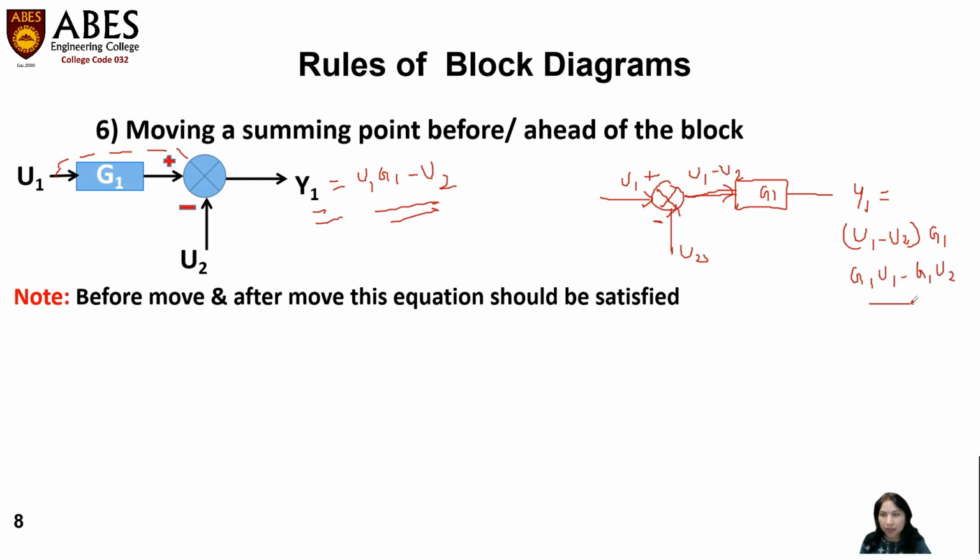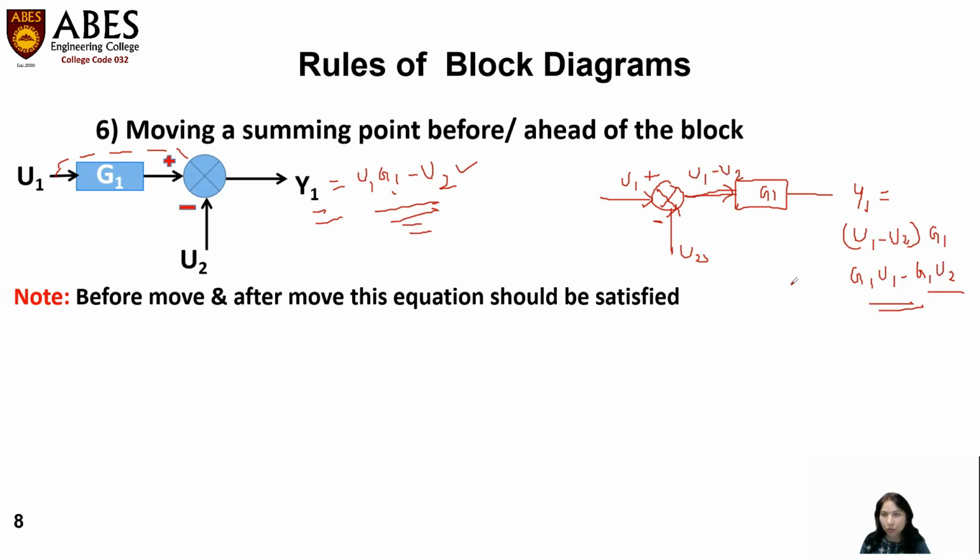Now just compare the value of this signal with this signal. So U1 G1, U1 G1, both are same. But here only U2 is there, here G1 into U2 is there. So now I want this U2 because before and after the move, this equation should be satisfied. Both equations should be satisfied, right?